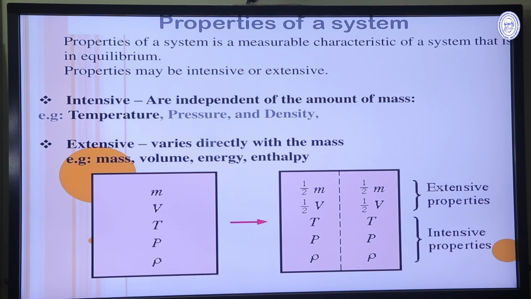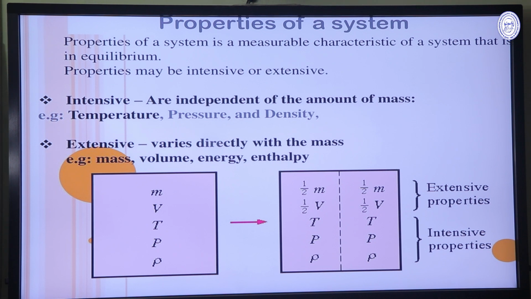Now we have learned what systems are and the different kinds of systems. Together with knowing the different kinds of system, we also need to know the properties of a system. That means we need to know the characteristic properties of the system. It has been found that the properties of a system can be of two types, intensive or extensive. Now what is intensive? Intensive properties are those that are independent of the amount of mass.